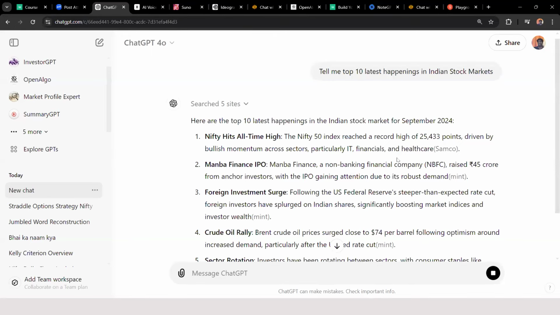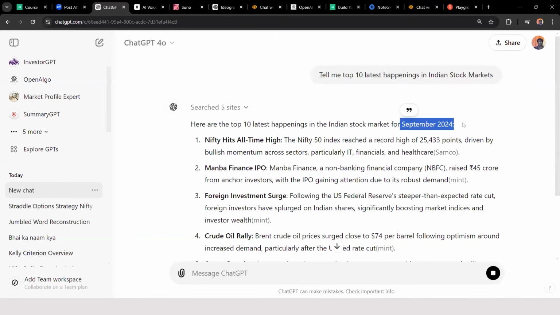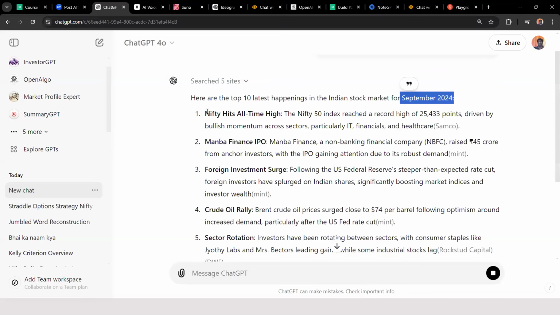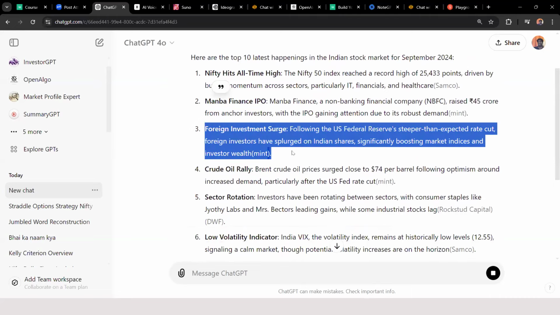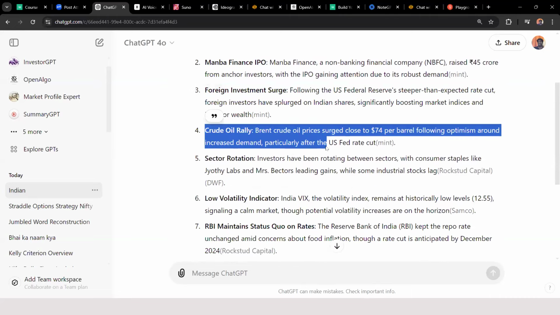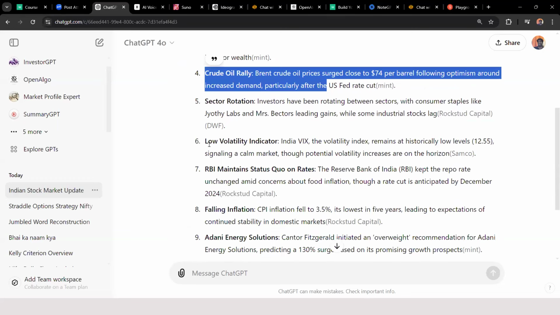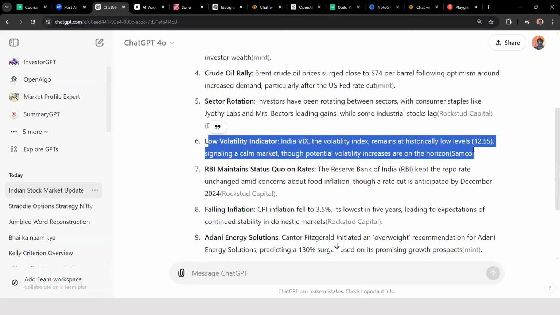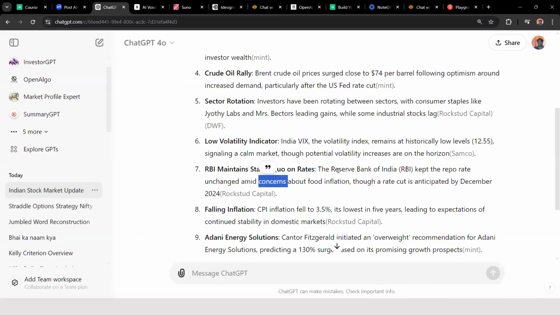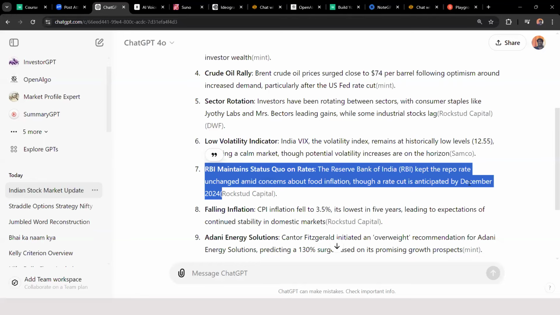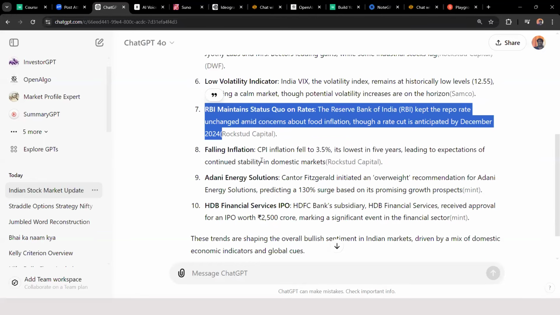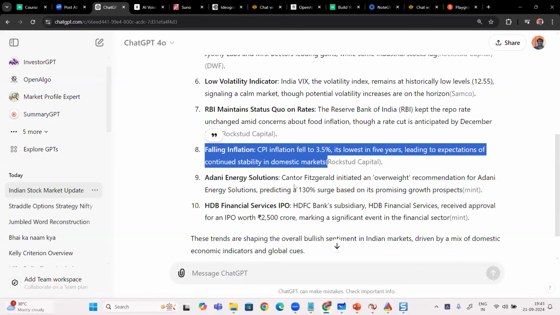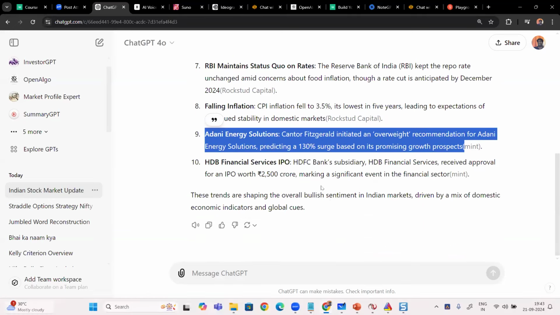What happened in the month of September 2024? According to them, what are the happenings in September 2024? So it comes up with certain things like Nifty hits an all-time high, Manba Finance IPO, foreign investment surge, crude oil rally, right? Some sector rotations are happening. Low volatility indicator, India VIX keeps dropping down. India VIX is now around 12.55. RBI maintains status quo. I don't know why RBI came over here. So falling inflation, Adani Energy Solutions, and HDB. So some of the latest happenings.